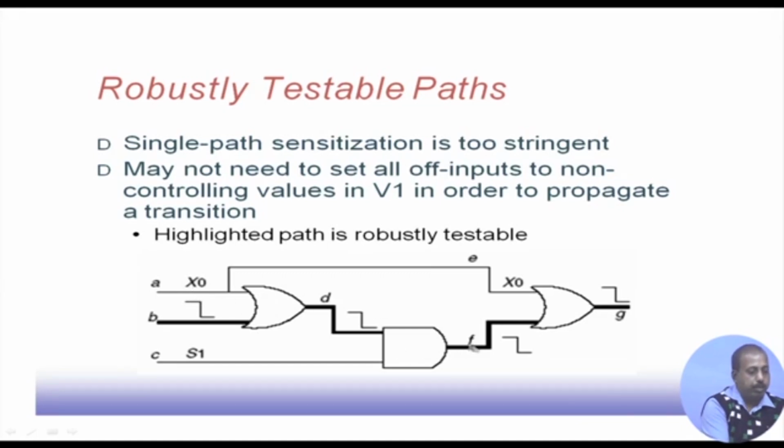And then when it is propagating, for the second vector, the transition vector, of course we have to have this A value also set to 0. That will be required, but for V1 it is not required. This type of situation is known as a robustly testable path. So we don't need to set all the off inputs in the V1 vector as well.